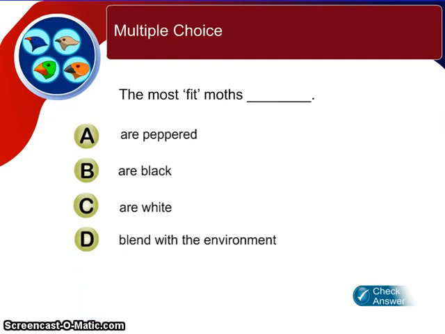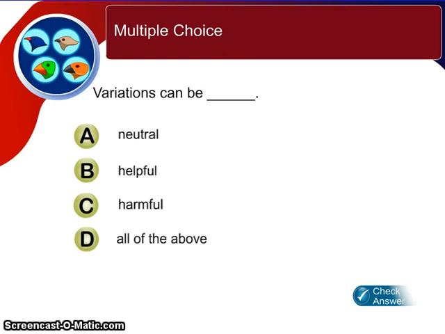So let's review. The fit moths. What is their goal when it comes to survival? You should say to be able to blend in with their environment. What is a variation? A variation can be neutral, helpful, or harmful. D, all of the above is the correct answer.